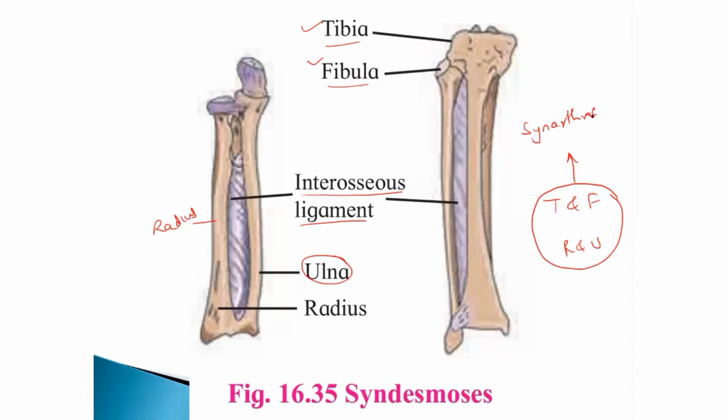But in this synarthrosis, which type is it? So I can say it is syndesmosis. The word syn means fuse. So it is an immovable joint.